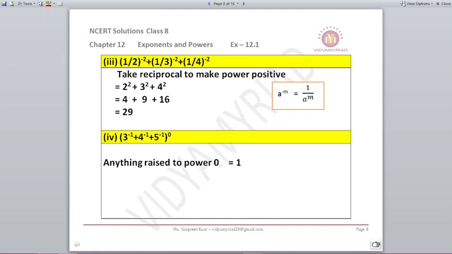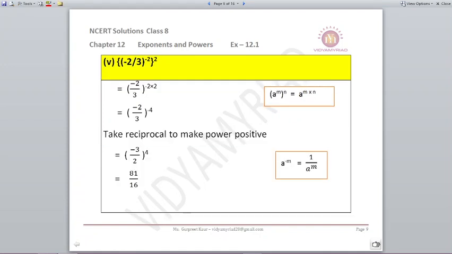Next, 1 by 2 raised to power minus 2 plus 1 upon 3 raised to power minus 2 plus 1 upon 4 raised to power minus 2. So just take its reciprocal, it becomes 2 square plus 3 square plus 4 square. Answer comes to 29. Next, 3 raised to power minus 1 plus 4 raised to power minus 1 plus 5 raised to power minus 1, and it is whole raised to power 0, and we know anything raised to power 0 is 1. So the answer is 1.